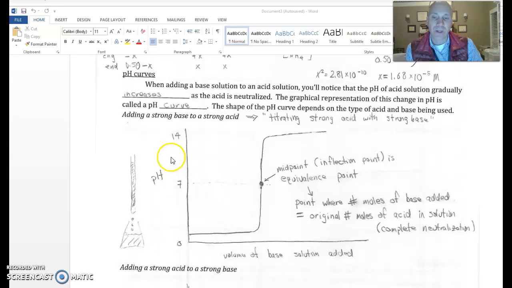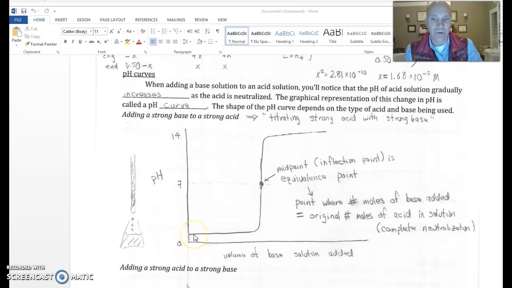The first case that we're going to do is evaluate what happens when you add a strong base to a strong acid. Another way that we could say that is that we're titrating a strong acid with a strong base. So we're titrating this thing down here with the material up here, and generally this is done where this material is in a burette, so that you can measure the volume that you're adding. And this is the way that it's going to look.